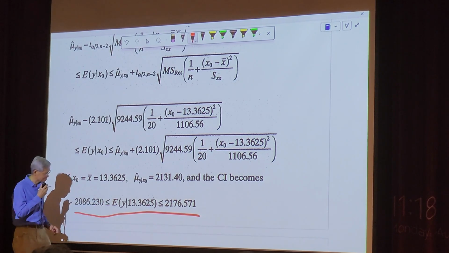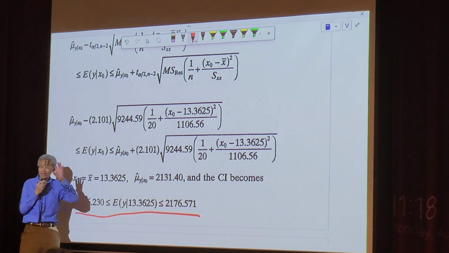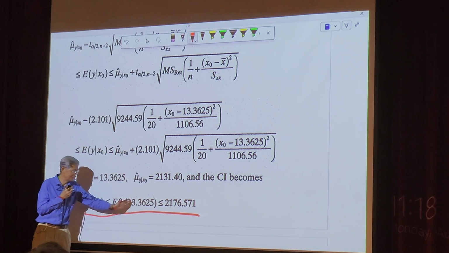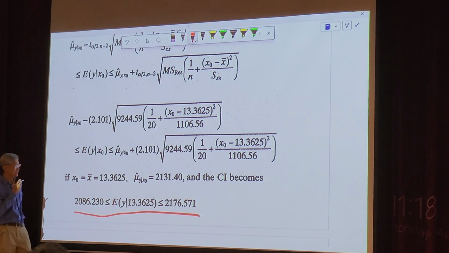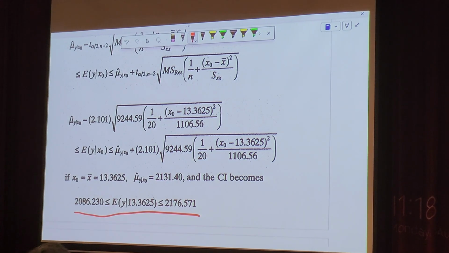Now look at this. It says the mean response of y given x naught equal to this is between this and that. I tell you, this statement is very dangerous. This is not a true statement. Sometimes when you read a book, you have to be careful.